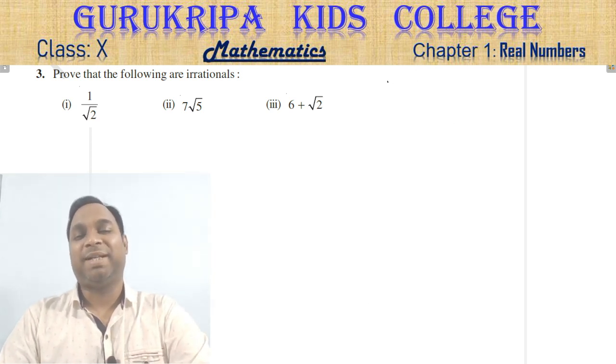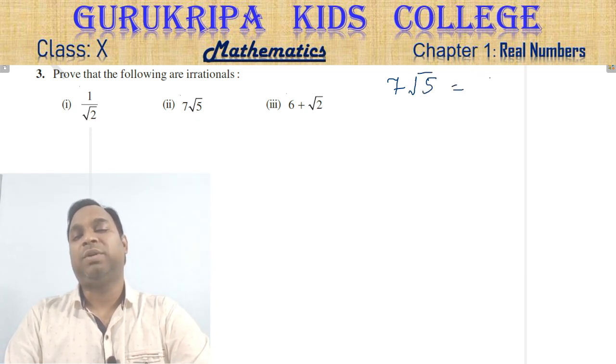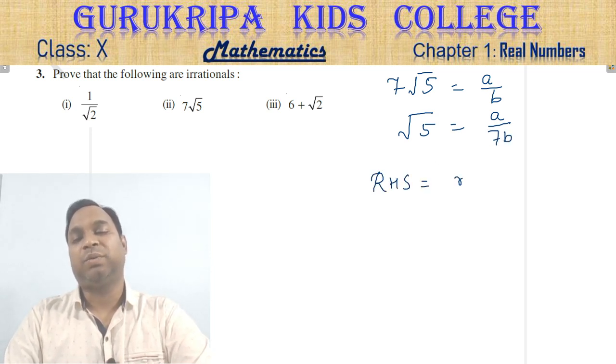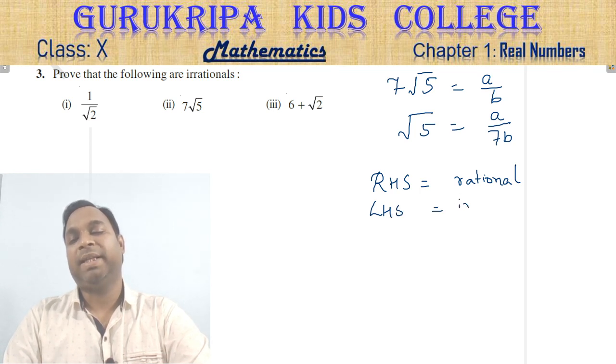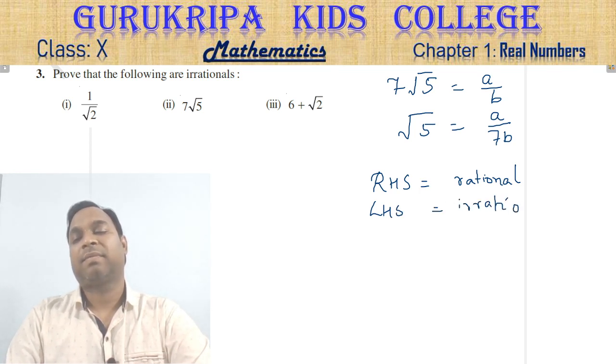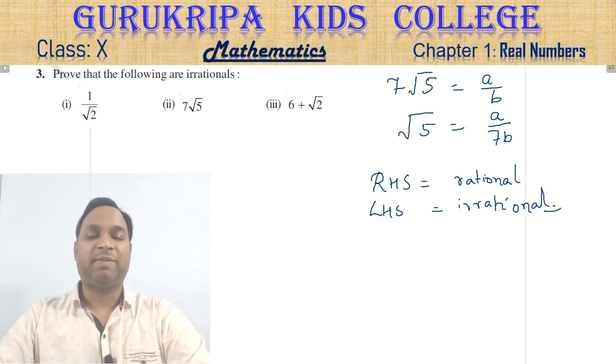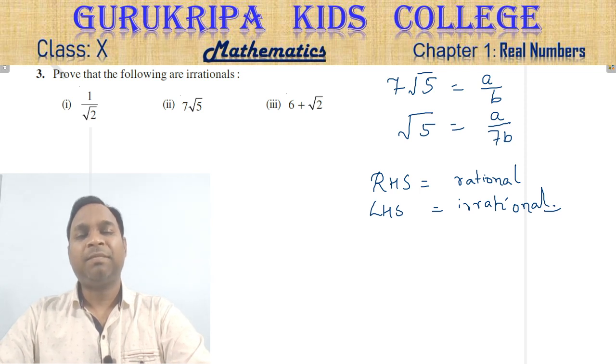So we'll do the same thing. 7 square root 5 is equal to a upon b, and then we get square root of 5 is equal to a upon 7b, and then we get RHS is equal to a rational number. LHS is not a rational number, LHS is an irrational number, hence a contradiction, hence our assumption is wrong, hence the number given is irrational. As simple as that.